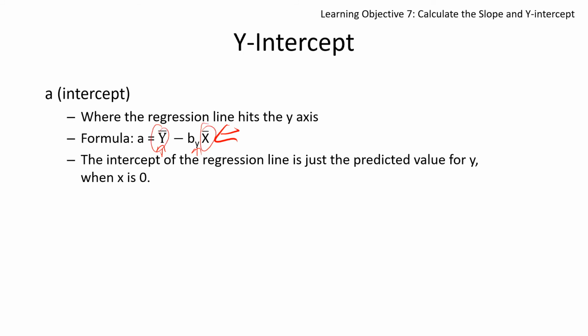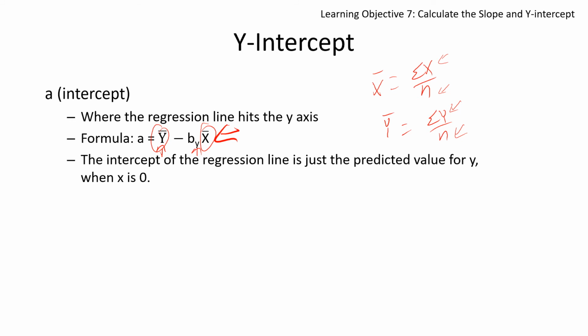But if you recall, the mean of x is equal to the sum of x divided by n, and the mean of y is equal to the sum of y divided by n. Well, from before when we calculated r, we got the sum of x, we got the n, we got the sum of y, and we got the n. We got all those values. So again, you already have all these values. It's just a matter of plugging them into the formula.